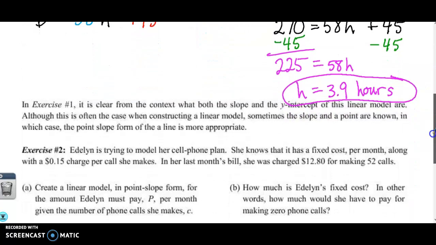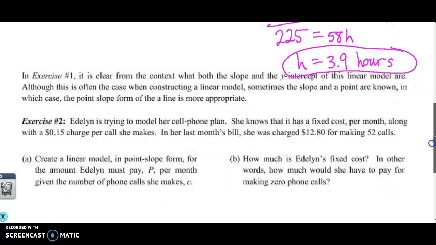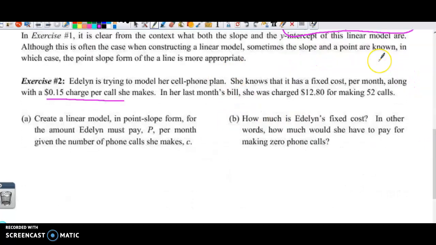So as we move forward, we have some clues in here. In exercise 2, we have a cell phone plan that is sort of an outdated question, but there was a time that there's a fixed cost, and we know that she's charged 15 cents per call. And right now, we don't know anything else. We don't know what the fixed cost is, so we don't know what the starting amount would be. But we have 15 cents per call.